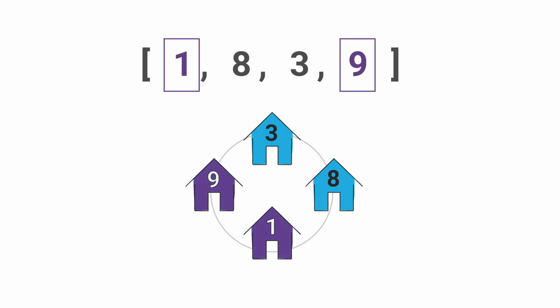Here, since the houses are in a circular order, we must be concerned about the first and last houses. If we are robbing the first house, then we should not be robbing the last house, because they both are adjacent houses. Likewise, if we are robbing the last house, then we should not be robbing the first house, for the same reason that they both are adjacent houses.